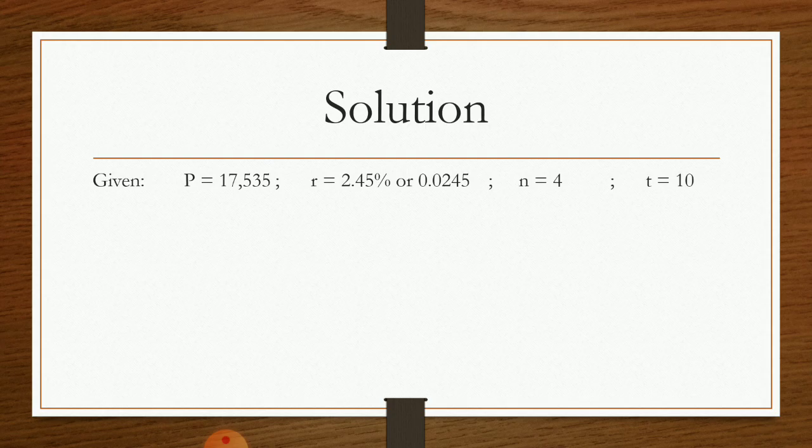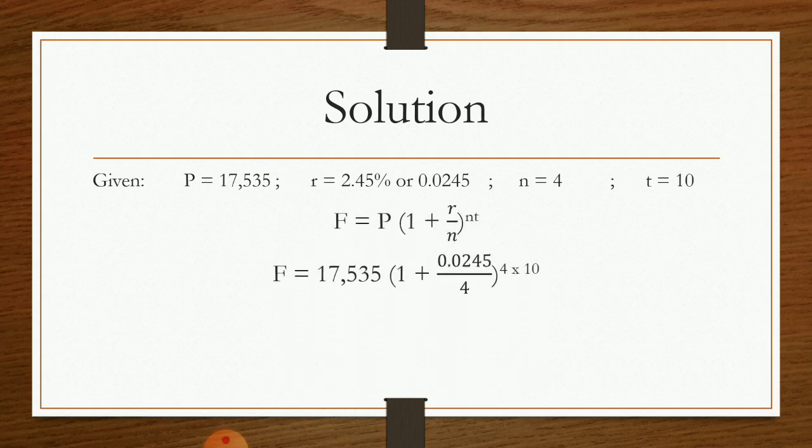Then plug those values into the formula. So that is now 17,535 times the quantity 1 plus 0.0245 divided by 4 raised to 4 times 10. Then simplify further. So that is 17,535 times 1.006125 raised to 40.